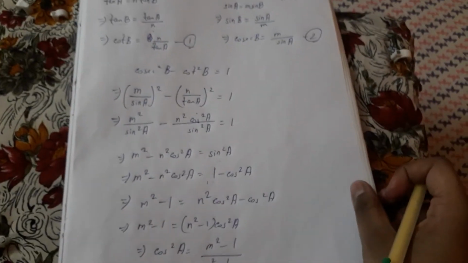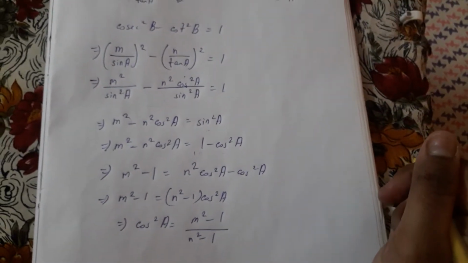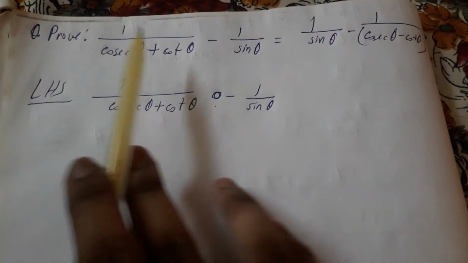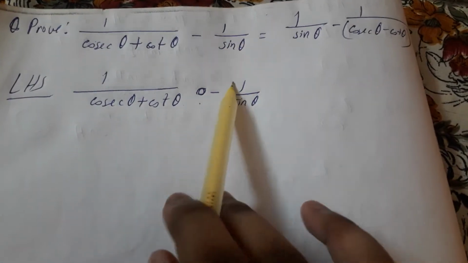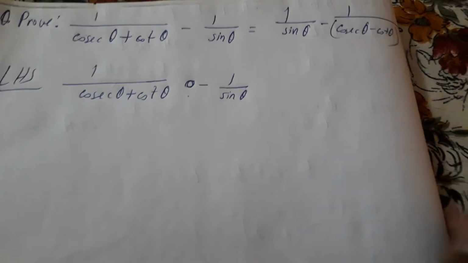Hence proved. See, you have to prove in this way. Okay. Now see the next one. You have to prove here 1 divided by (cosec theta plus cot theta) minus 1 by sin theta is equal to 1 by sin theta minus 1 divided by (cosec theta minus cot theta).